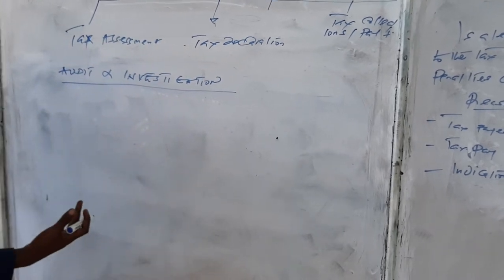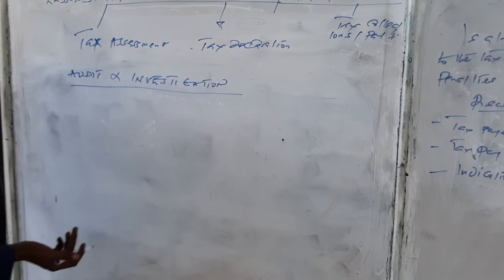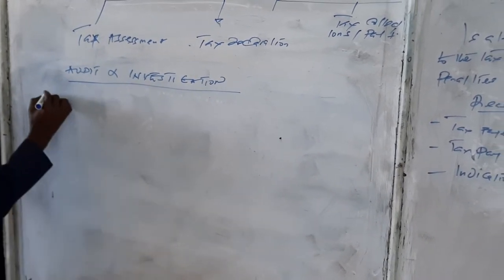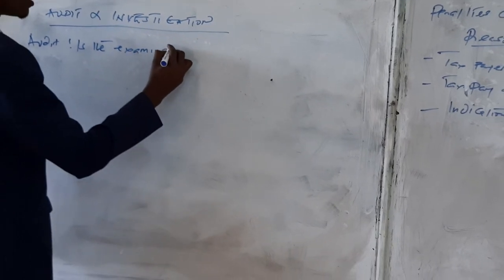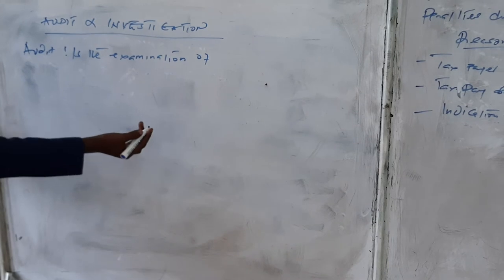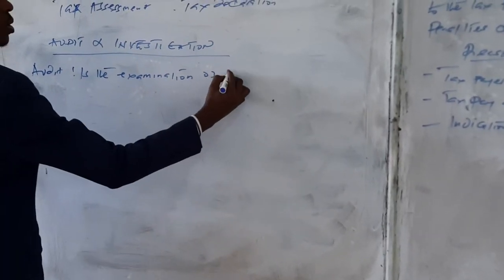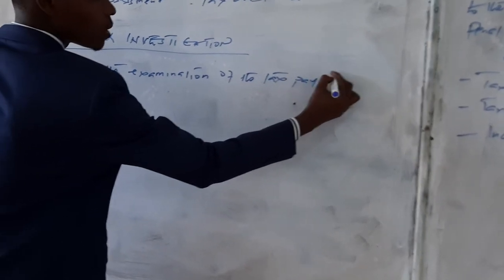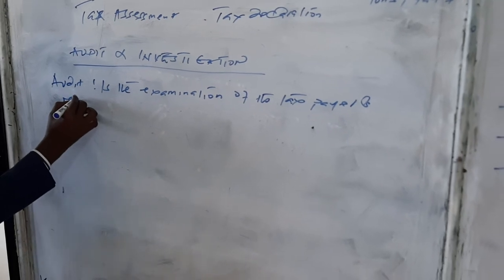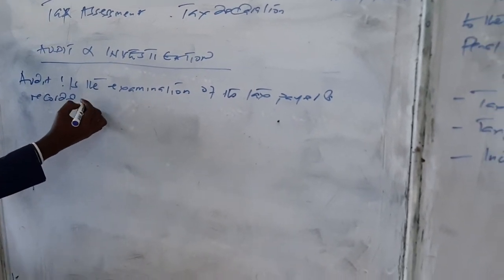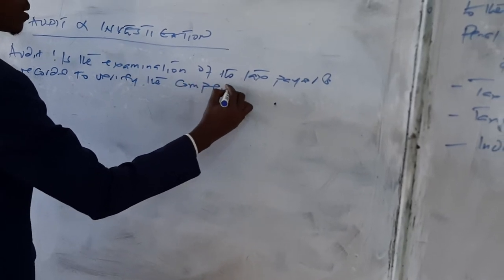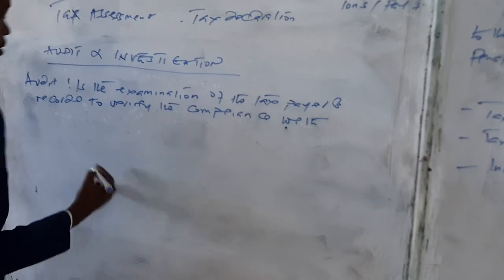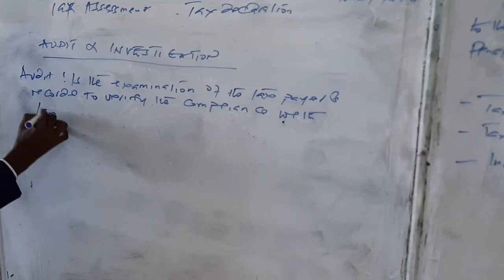You may ask yourself, what does the audit imply and what does the investigation imply in the context of taxation? So audit is just examination of the taxpayer's records to verify the compliance with tax laws. So that is the essence of audit.